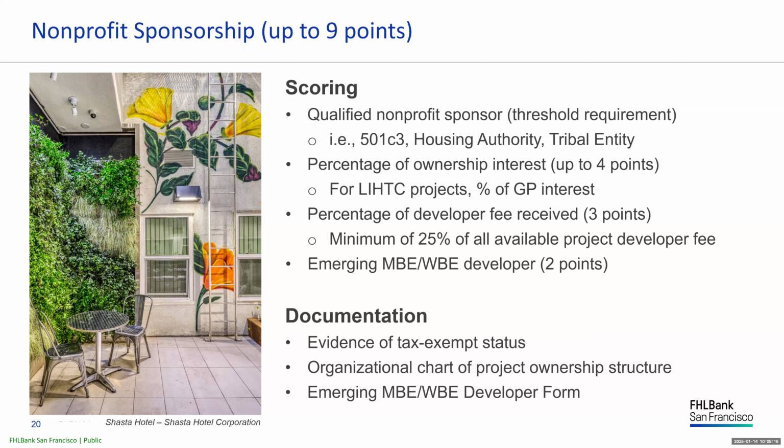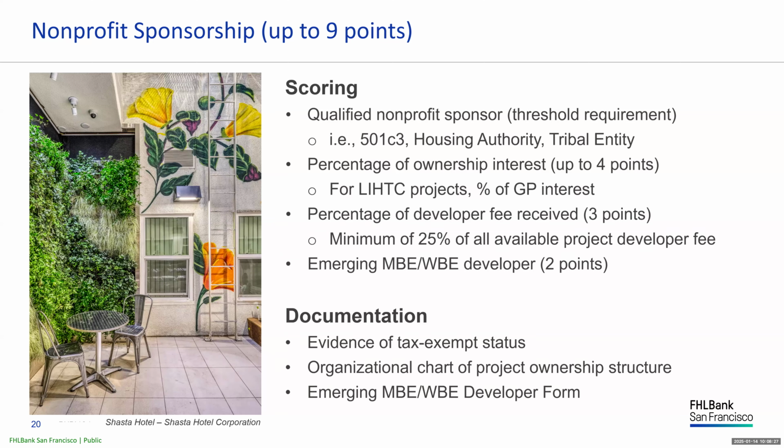Up to 4 points are awarded if the nonprofit sponsor entity owns greater than 50% of the project, or if a project is owned by a limited partnership. Points are dependent on the nonprofit sponsor general partners', or GPs', ownership interest.